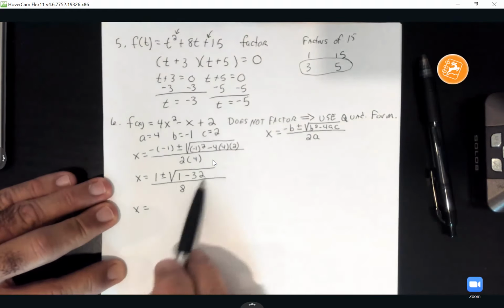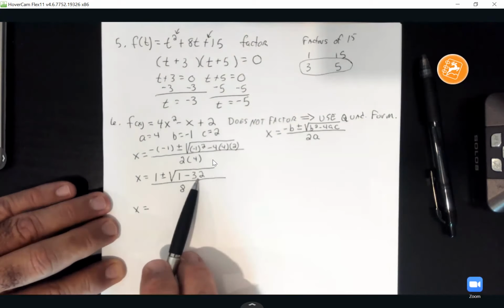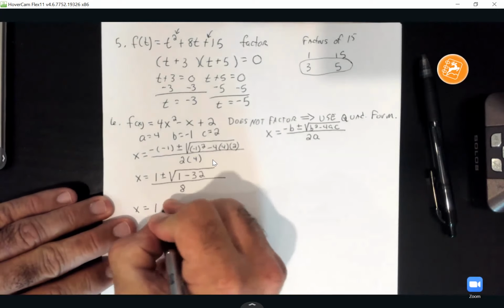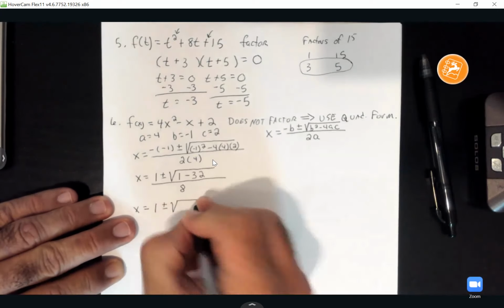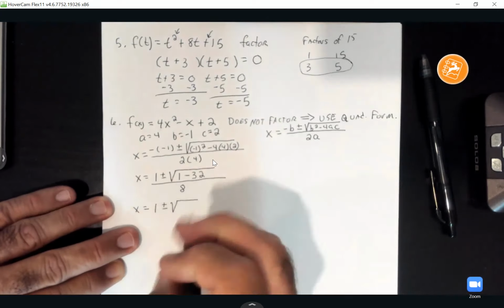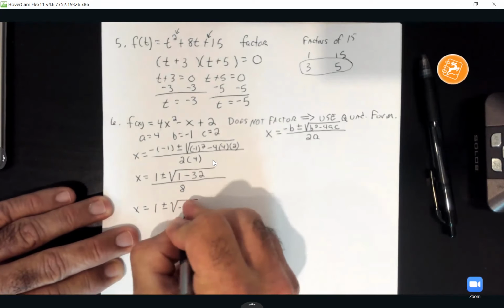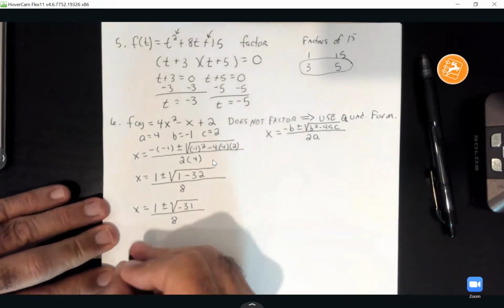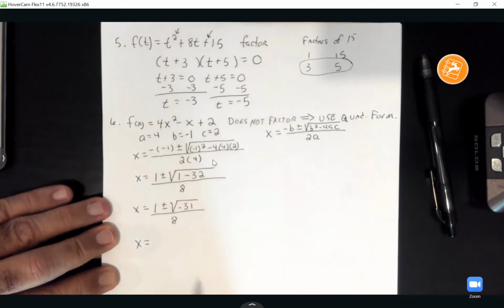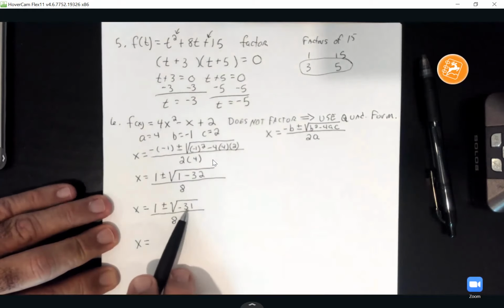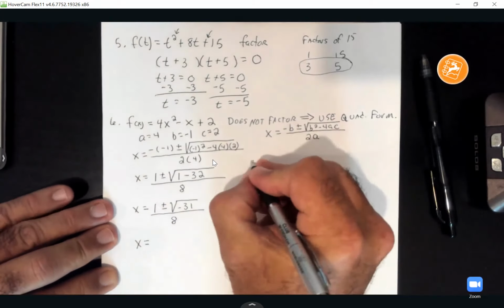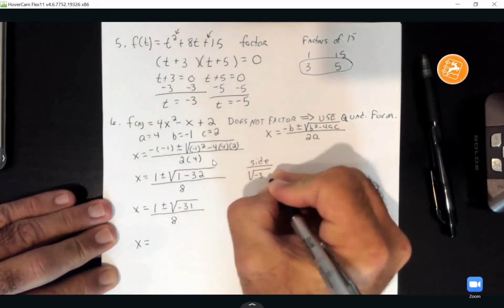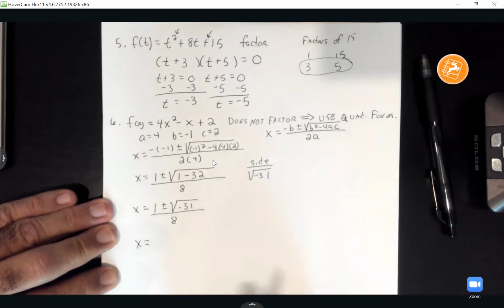All right, y'all. So most of my work is now going to be underneath this little radical here. So I'm going to bring down my 1 plus or minus square root. 1 minus 32 gives me a -31 all over my 8. So y'all, next I would see if I could simplify the radical. So on the side here, I'm going to see what I can do with that negative square root of 31.